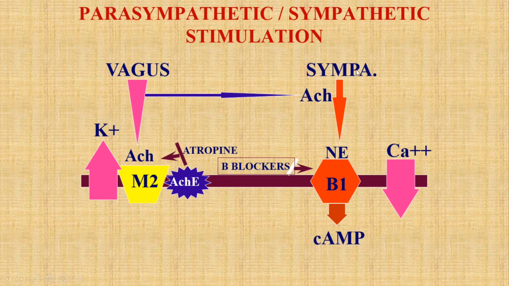So heart rate will increase under the influence of sympathetic stimulation, and heart rate will decrease because of vagus stimulation. It is caused by the hyperpolarization, and there is also less opening of calcium channels because cyclic AMP is decreased because of the effect of acetylcholine.